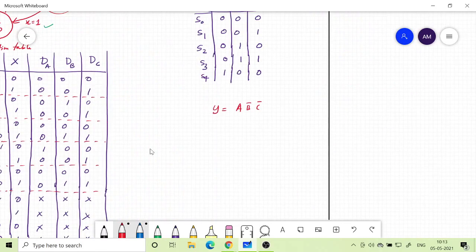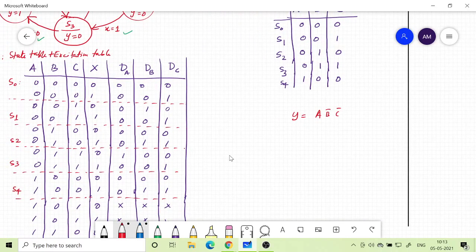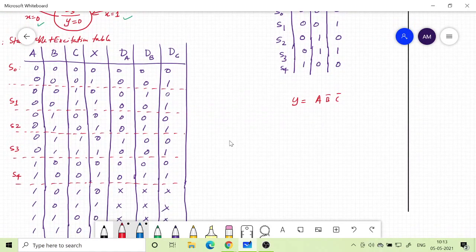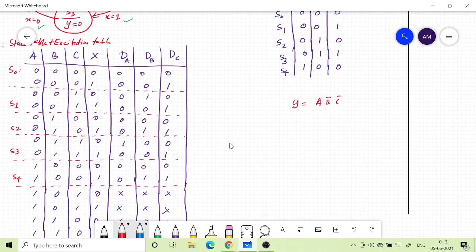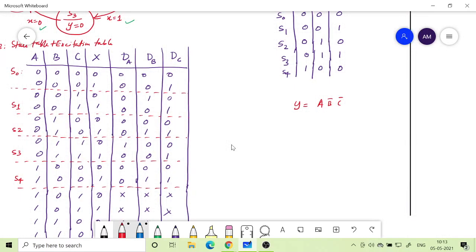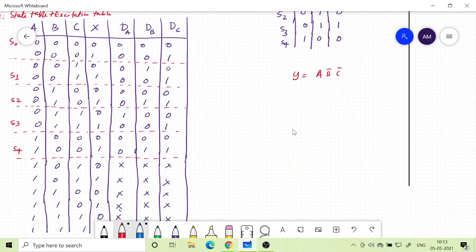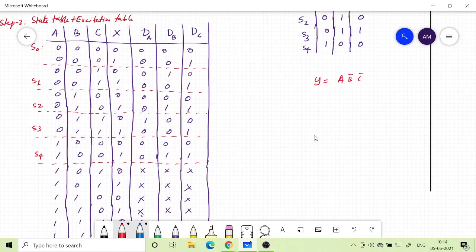Now again we need to design this DA, DB, DC. What should be my design? I can use multiplexers, but then I should use at least an 8x1 multiplexer to do it, or let us just use K-map and solve it, and implement it with gates also. That is another way. The way you implement the combinational circuit is up to you. I have shown various methods.